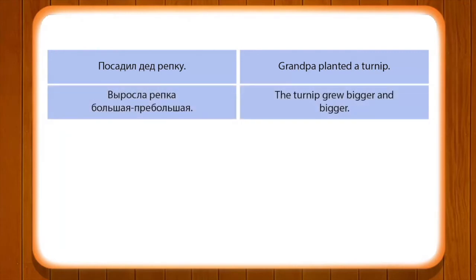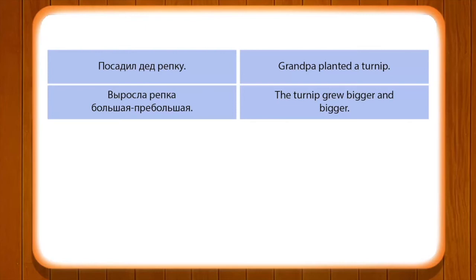Vyrosla repka bolshaya, pribolshaya. Vyrosla, as you know, the turnip grew bigger and bigger. So vyrosla means to grow up. Repka is turnip. Bolshaya means big. Pribolshaya means bigger.